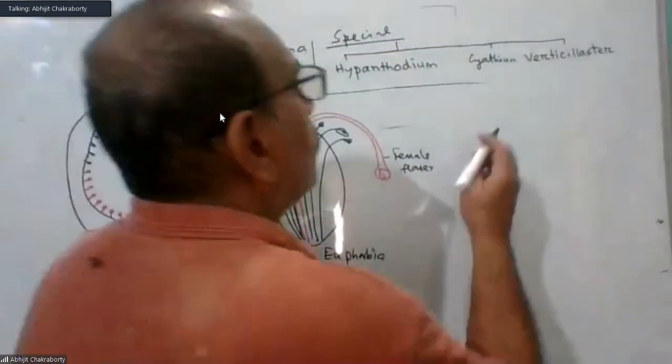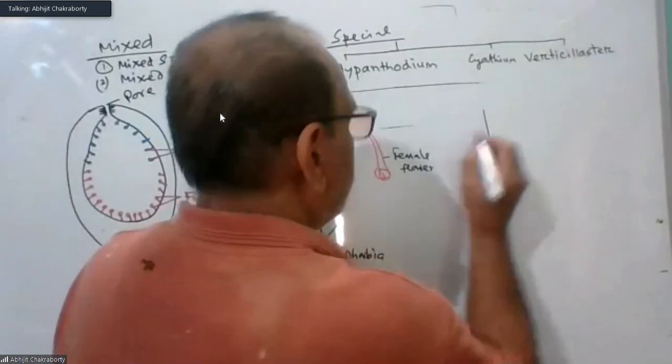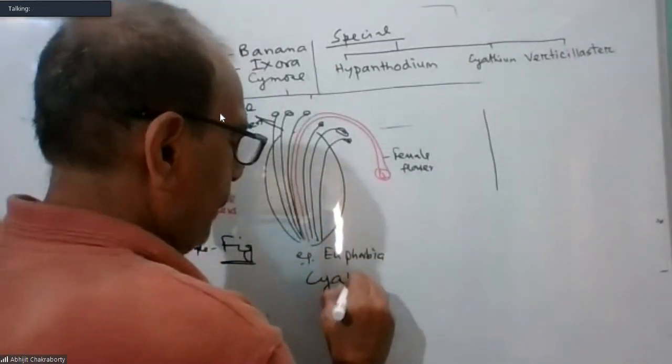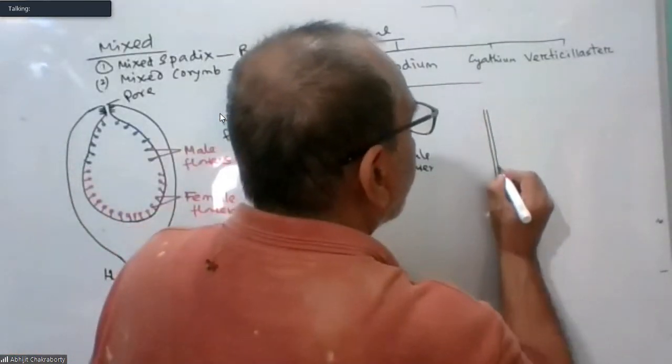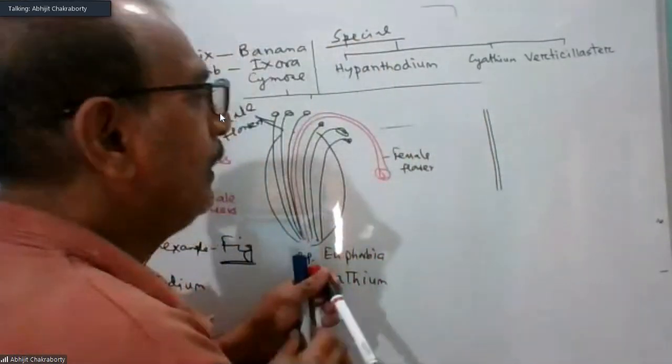In case of Verticillus, so you see there the leaves.